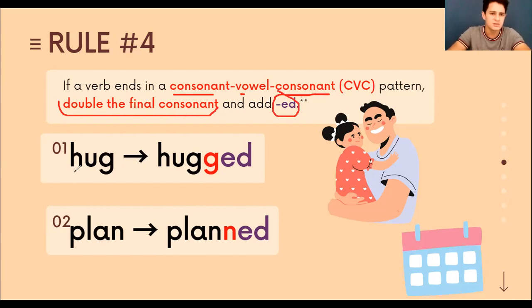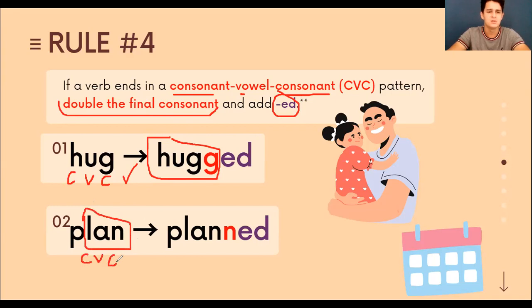So consonant, vowel, and consonant. Does it fit? Yes. So what happens? I double the G, and then I say hot, okay? For example, talking about the last ones, vamos a hablar de las últimas. Consonant, vowel, and consonant. Okay, is that in a rule? Yes. So I double the N.